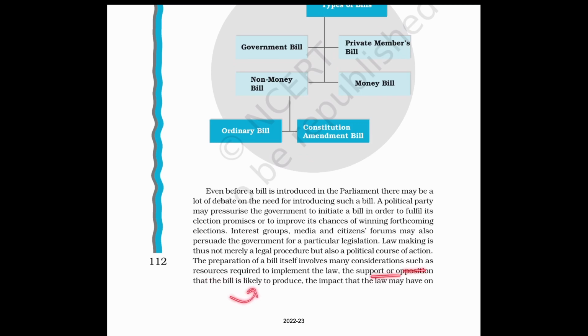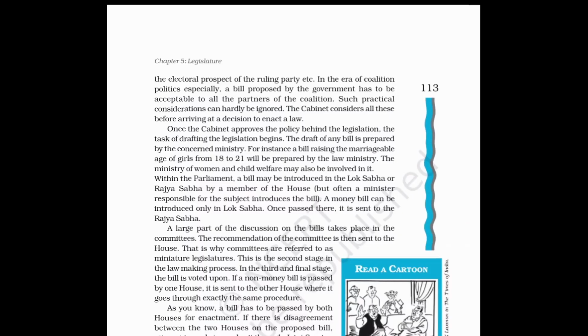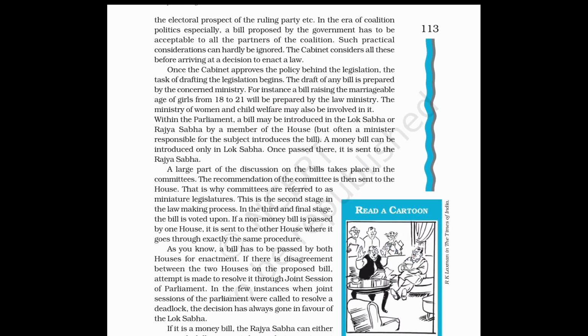Support or opposition to the bill is very important. Then the impact that the law will have on the electoral prospects of that party. Forget about people, but the party will also think about itself. ठीक है. Coalition की बात है तो all the partners of the coalition will have to accept the provisions of the bill. एक party कुछ अकेले नहीं कर सकती. So these things cannot be ignored. They have to be considered. The cabinet considers all these before arriving at a decision to enact the law. ठीक है, सब कुछ डिसाइड होके फिर एक बिल जो है वो प्रपोज होता है. Once the cabinet approves the policy behind the legislation, the task of drafting the legislation begins. उसके पीछे की पॉलिसी को हाँ कर दिया गया, फिर वो ड्राफ्टिंग शुरू हो जाएगी.